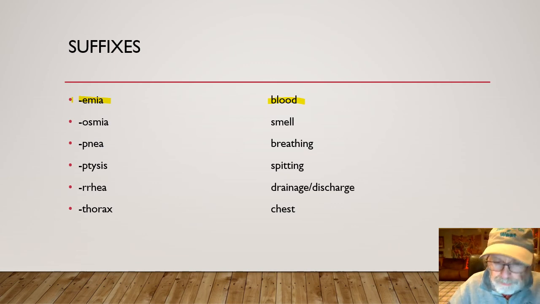Okay, osmia. Osmia is a word, or a suffix, that means smell.